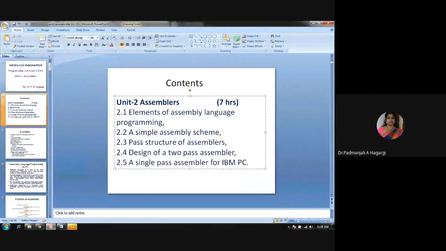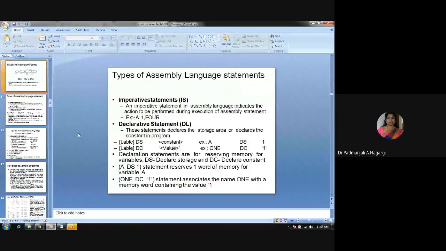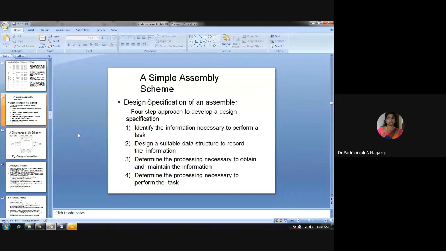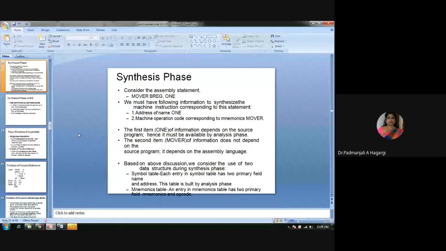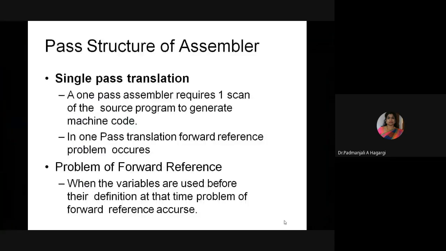Now the third part is the pass structure of the assembler. Still, I will show you one live example of the generation of a machine instruction or instruction code of a statement. So that is how the analysis phase and synthesis phase work. Now we shall learn about the pass structure of the assembler.